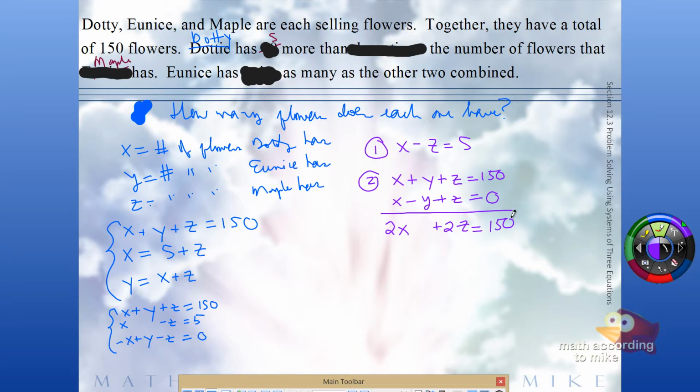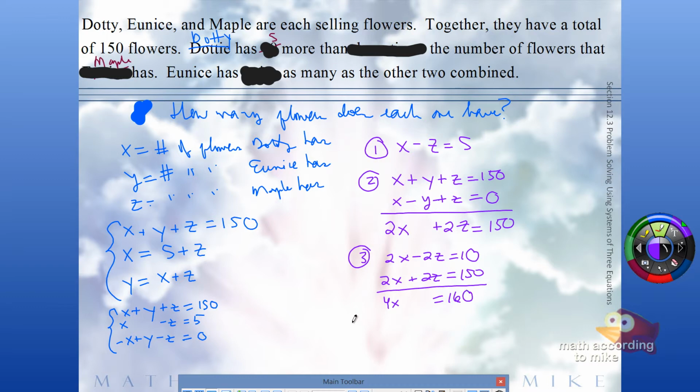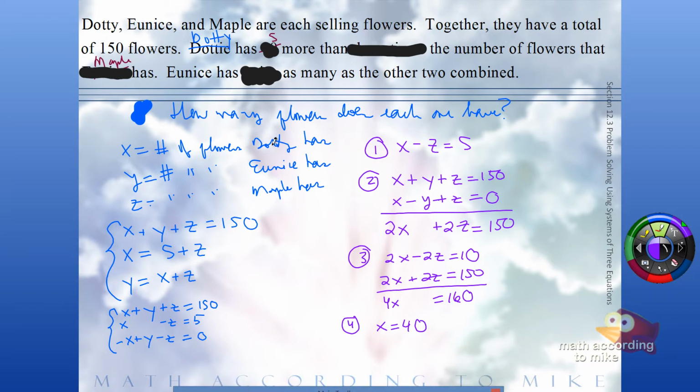Great. So taking our result from step 1, let's get rid of z again this time. We'll multiply the result in step 1 by 2. Keep the result in step 2 the same. Add them together. Z's are gone. I get 4x equals 160. So in step 4 we learned that means x equals 40. So if you were asked to interpret this, you would say Dottie has 40 flowers.